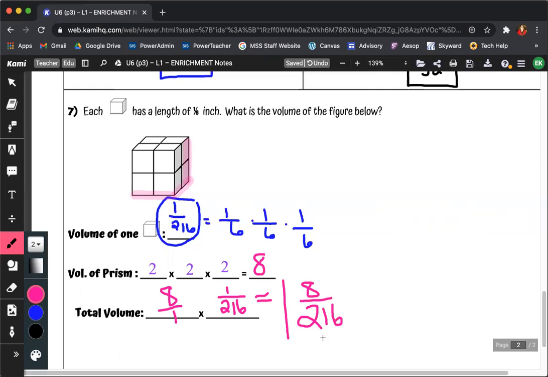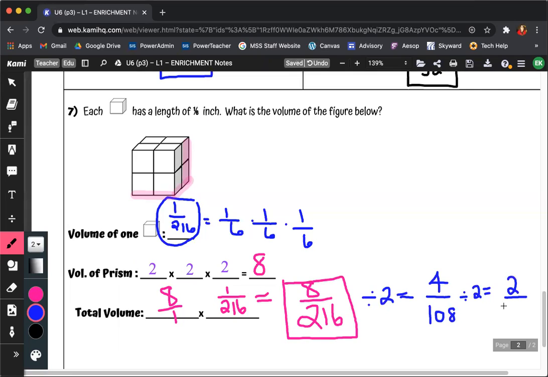But you can also double check by thinking about what 8 divides by. We know 8 divides by 2 because it's an even number. So if I divide these by 2, I get 4 over, I'm going to use my calculator, 216 divided by 2 is 108. These are still even numbers, so I can divide by 2 again. And I get 4 divided by 2 is 2. 108 divided by 2 is 54. And they are still even, so we could do 2 over 54 divided by 2, which equals 1 over 26.